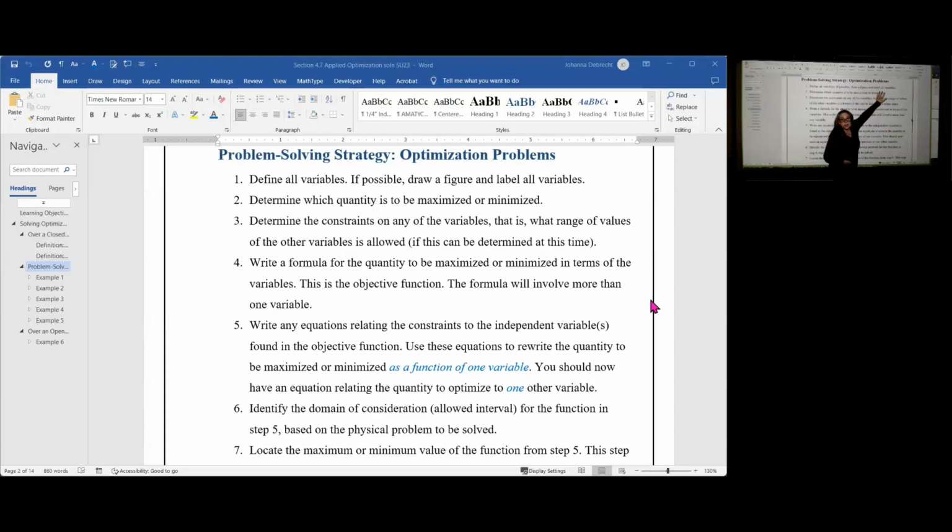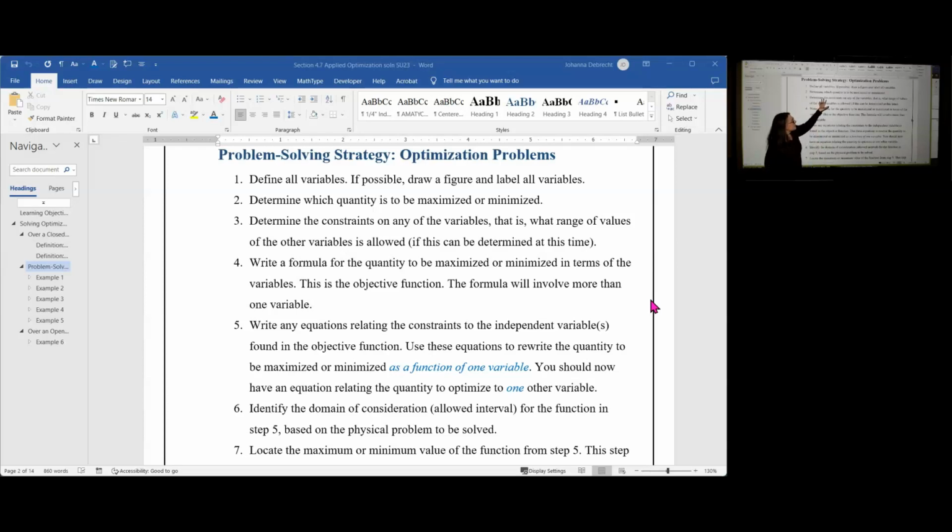We're going to draw a figure if at all possible, and we'll label all the variables that are mentioned or that might be involved in the situation. Then we're going to determine which quantity is the one we're trying to optimize. And are we trying to maximize it or minimize it?